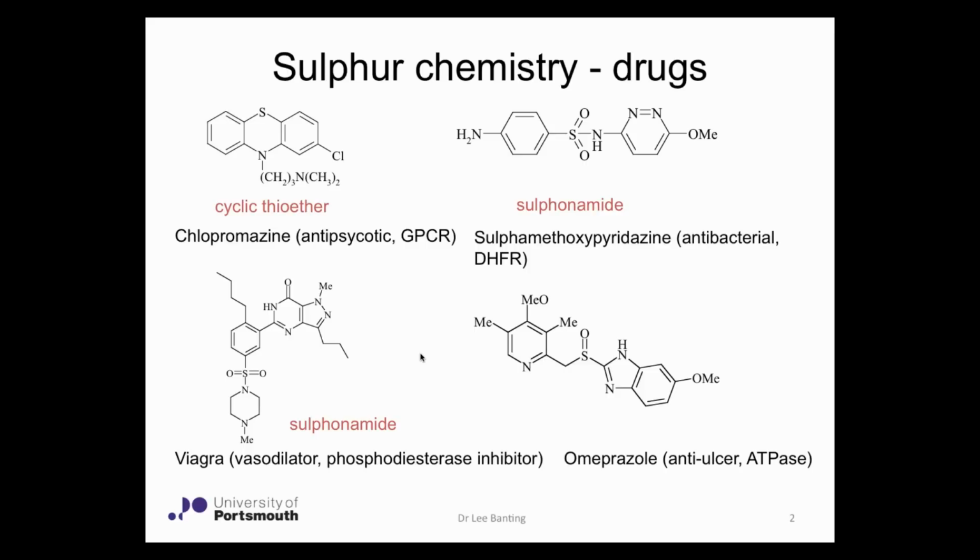Omeprazole, a slightly old drug now and being superseded by further members of this class, the prazoles. This is an anti-ulcer drug and is a big selling drug. It is an ATPase inhibitor, works at a proton pump in the stomach, and this is a sulfoxide. To all intents and purposes, that looks very similar to a carbonyl bond, but we'll find out that it has slightly different bonding properties than a carbonyl.